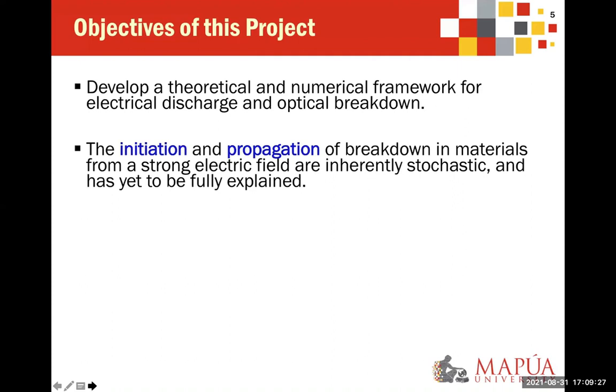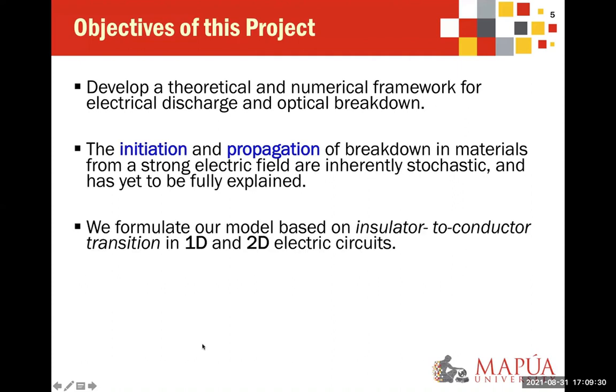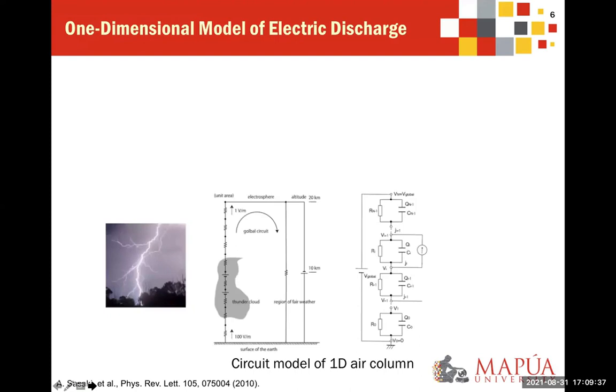to replicate the results. We formulate our model based on the insulator to conductor transition in 1D and 2-dimensional electric circuits. So we start with the 1-dimensional model of electric discharge, where we have a column of air, such as that from the ground towards an altitude to the electrosphere, and we investigate the formation of lightning in the thundercloud. So through this 1-dimensional air column, we reproduce electric discharge and its characteristics.